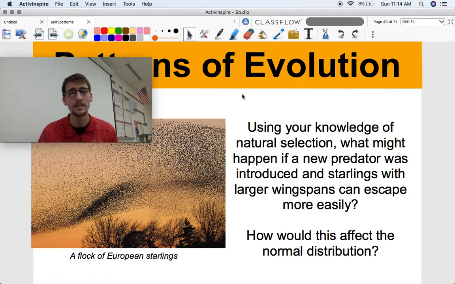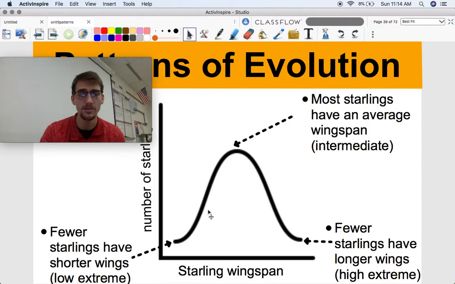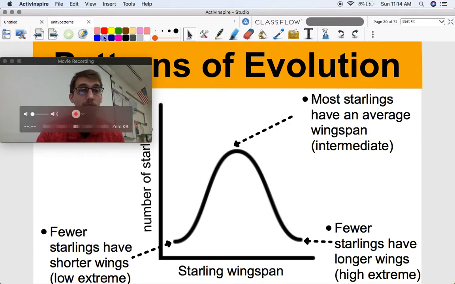All right, so going back to the starlings here, using your knowledge of natural selection, what might happen if a new predator was introduced and starlings with larger wingspans can escape more easily? How would this affect the normal distribution? So think about this for a second. Here's our normal distribution, and there's a new predator in this area, and the ones with the larger wingspan can better escape because they could fly faster or something away from the predators.